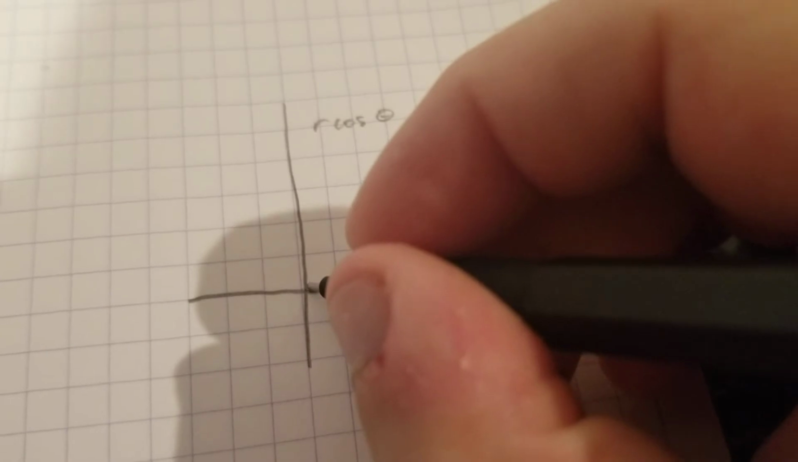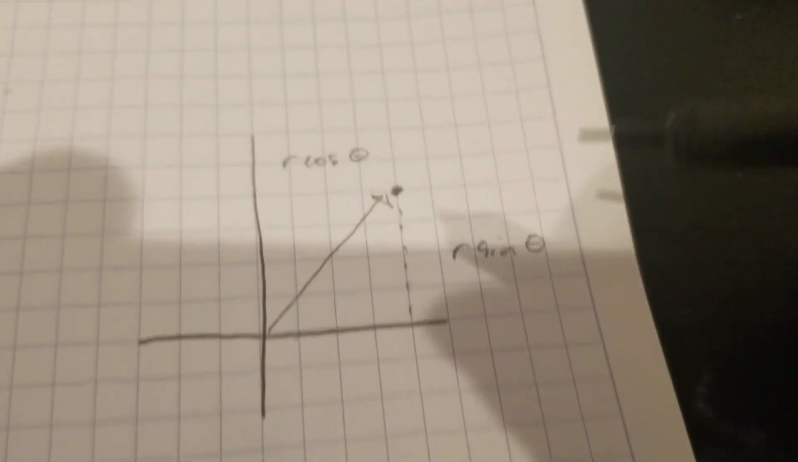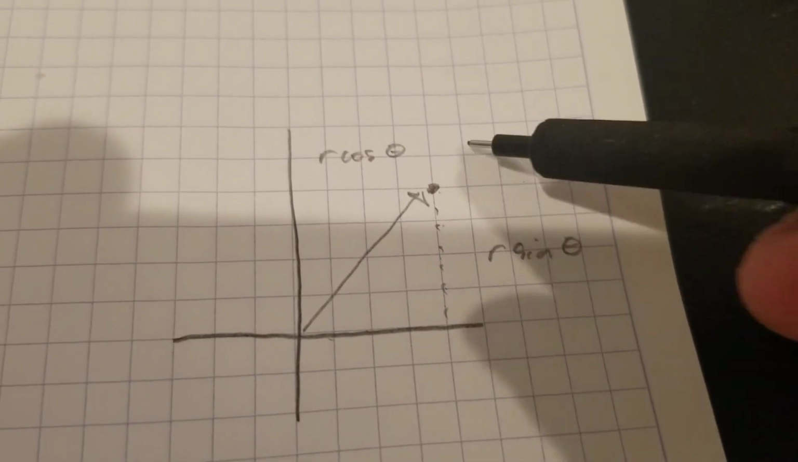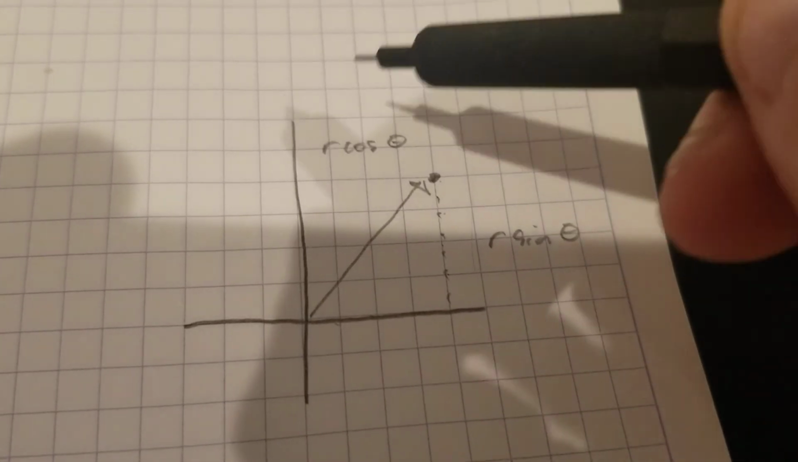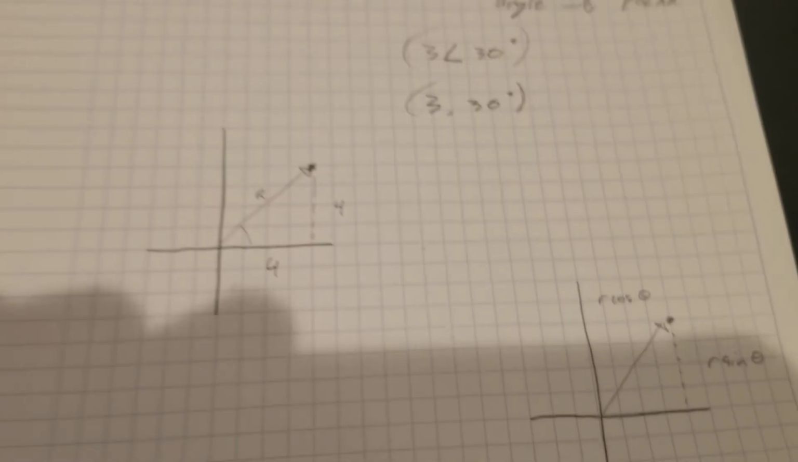And then polar to rectangular, you're basically going over here, and you're using r sine theta for your y, and then r cosine theta for your x. And you just plug those in.